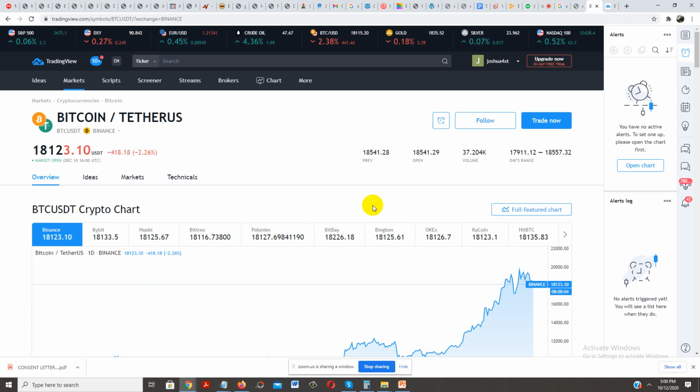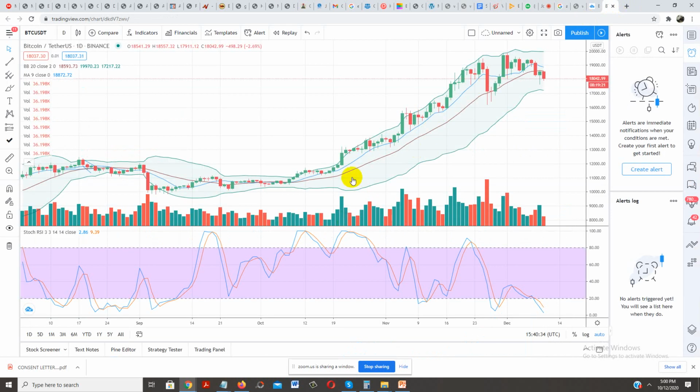Thanks, sir. Have you sent it? Okay, checking. Bitcoin, Tether US, 1 day, Binance. This is good. So now that you are in the full featured chart, you close that, unlock the full power of TradingView, that's X. Close it. So yes, we are on the same page now.